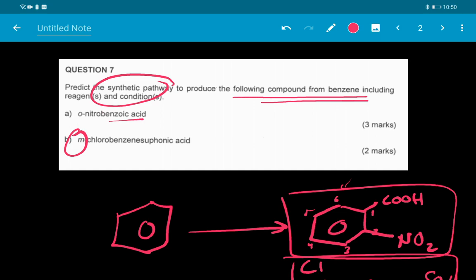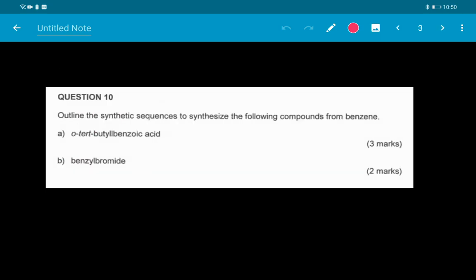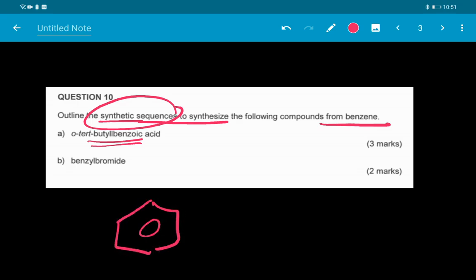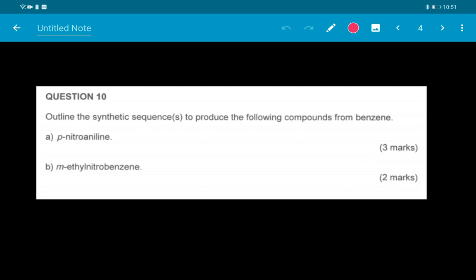A similar question will look like this. Question number 10, outline the synthetic sequences to synthesize the following compound from benzene. The keyword here is the synthetic sequences. Similar to the previous question, it's going to give you the product, and then you're going to start with benzene to produce the respective compound. This is another form of question. This was taken from a different semester, question number 10, outline the synthetic sequences to produce the following compound from benzene. Same again, the keyword is synthetic sequences, and it starts from benzene.